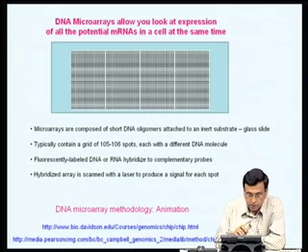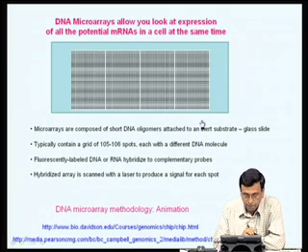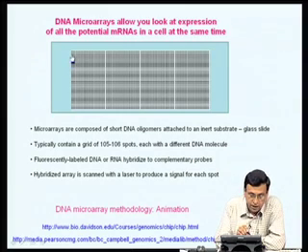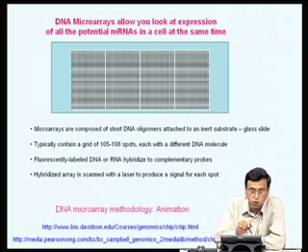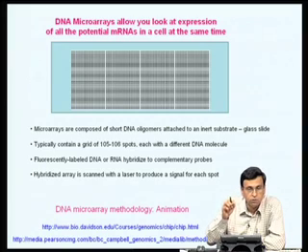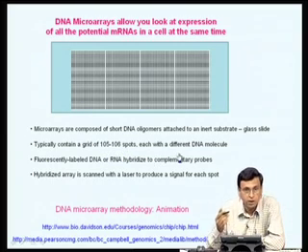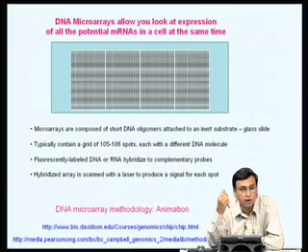A microarray, as I said, is nothing but a chip present on a glass slide. They are composed of short DNA oligomers attached to an inert substrate or a glass slide. Each dot that you see here represents one particular gene probe. Let us say there are about 30,000 spots here, that means 30,000 individual genes that have been laid on this microarray. Typically each grid consists of about 10^5 to 10^6 spots, each with a different DNA molecule. These DNAs are spotted onto this glass slide by using a technique called lithography.